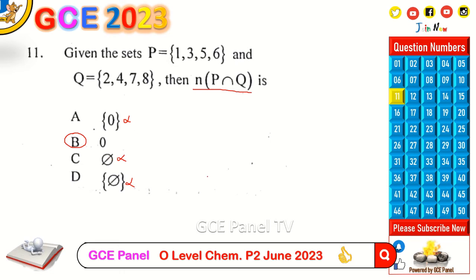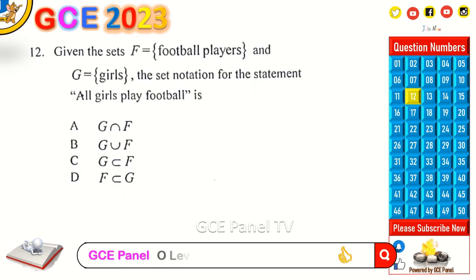Okay. Question 12. Given the set F equals football players and G equals girls, the set notation for the statement all girls play football is... All girls play football. So girls should be a subset of football because all of them play football. So girls subset of football. All girls play football. That's it.